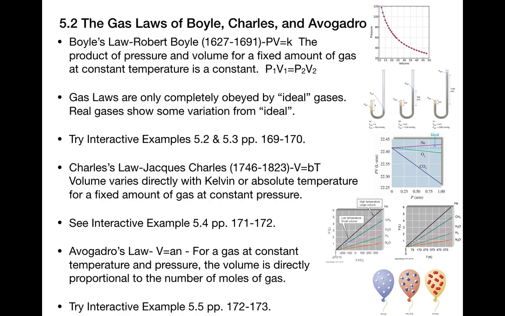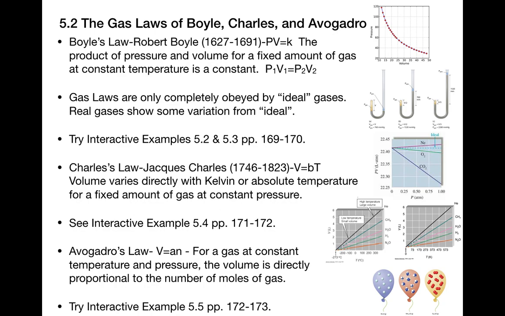We see the graph of pressure and volume, and we see the inverse relationship over here on the top right. Another way of writing Boyle's law instead of PV equals constant is P1V1 equals P2V2, where 1 is the initial conditions and 2 are the final conditions. The gas laws are only completely obeyed by ideal gases. Real gases show some variation from ideal, and we'll talk about real gases later in this chapter. A couple of interactive examples on Boyle's law are 5.2 and 5.3.